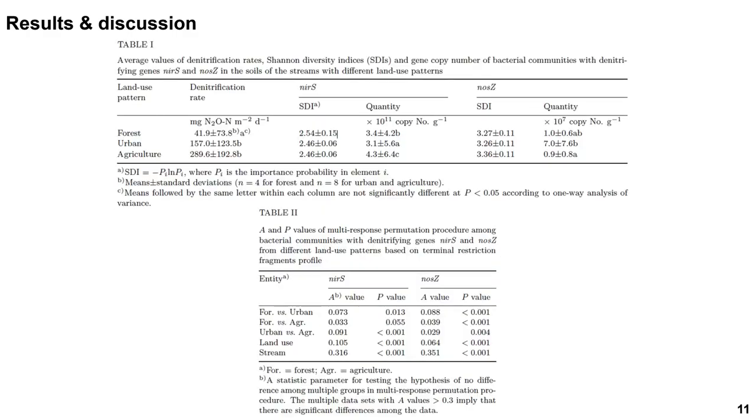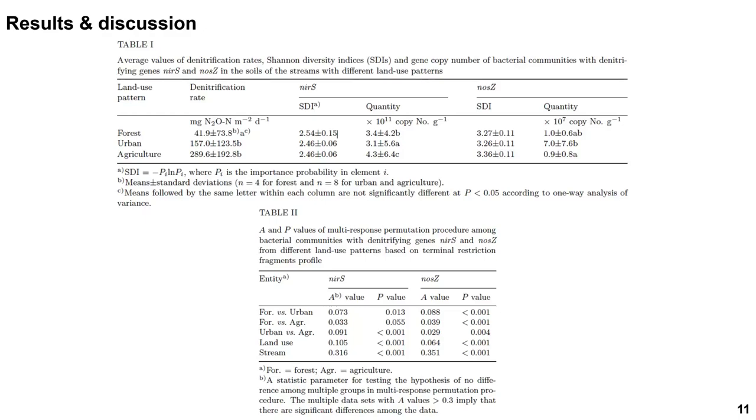In the outcome of the research, we are going to discuss the following land use pattern as seen from table 2, denitrifying community analysis. So the statistical analysis, that is the multi-response permutation procedure, or simply we call MRPP, a method, was performed for comparison of multiple bacterial communities from different land use patterns. From table 1, we see average values of denitrification rate, which we discussed in the last slide, but the average quantity of the denitrifying genes is not consistent in each land use pattern.